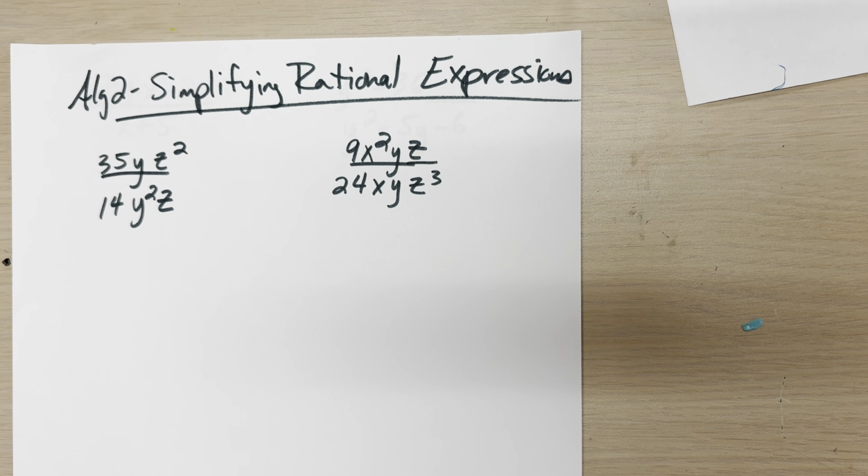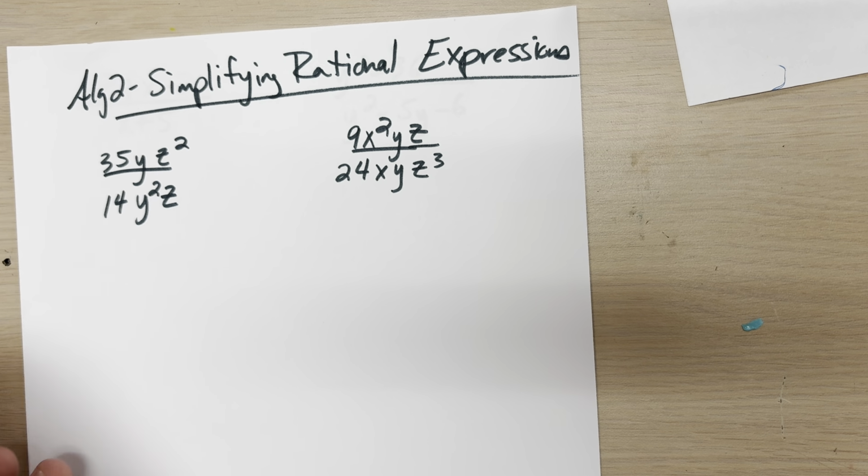This video is designed for my Algebra 2 students. There might be some relevant stuff here for Algebra 1. We're going to be looking at simplifying rational expressions where you've got a monomial over a monomial. So kind of simple, but a nice refresher for Algebra 2 friends.